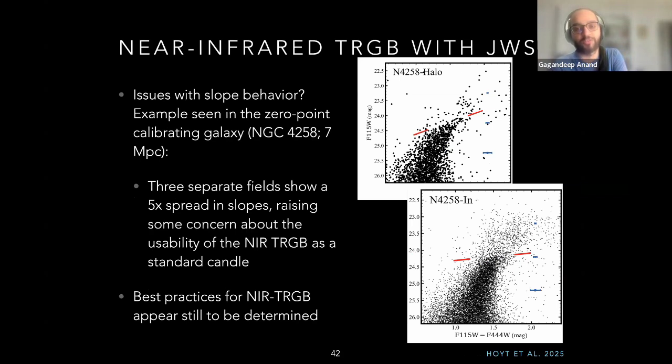Additionally, not just with the 0 point, but also with the slope, we're seeing that there are some issues with the behavior of the slope. Here's an example in the 0 point calibrating galaxy that I told you was really important. This is NGC 4258, and this is very nearby. This is closer than almost all but one of the supernova hosts. There are 3 different fields that show a factor of 5 spread in the slopes between 0.2 and 1. And so this raises concern about the usability of the near infrared TRGB as a standard candle. And so I think at the moment, best practices are, folks are still working on how to determine what the best mechanism is for the near infrared TRGB and how to use it.